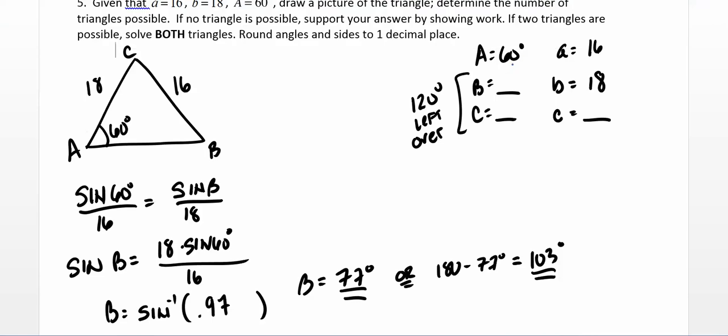Okay, so for number 5 here, I've done some of the setup for you. I've drawn the picture and I know that my A is 60. That means I've got 120 degrees left over between angles B and C.